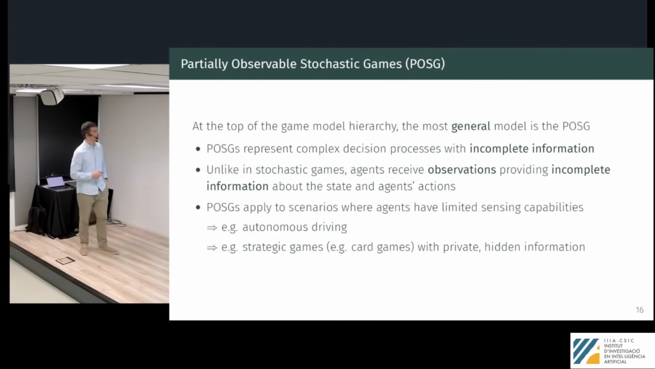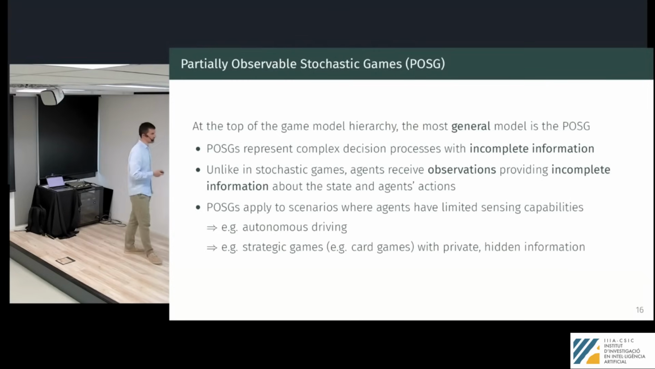Right, so partially observable stochastic games, as the name suggests, are an extension of a stochastic game where we now have partial observability. In stochastic games, the agents could see everything, but now in a partially observable stochastic game, the agents have their own local observations. And basically that's what it means.